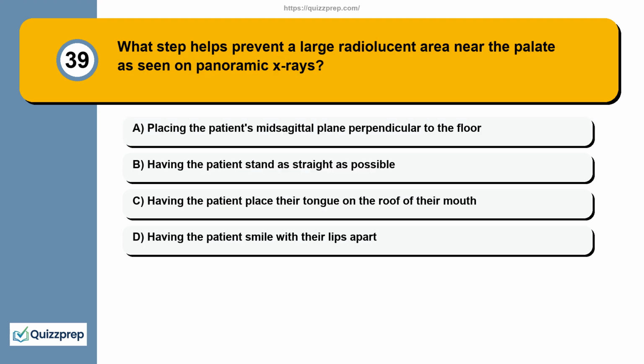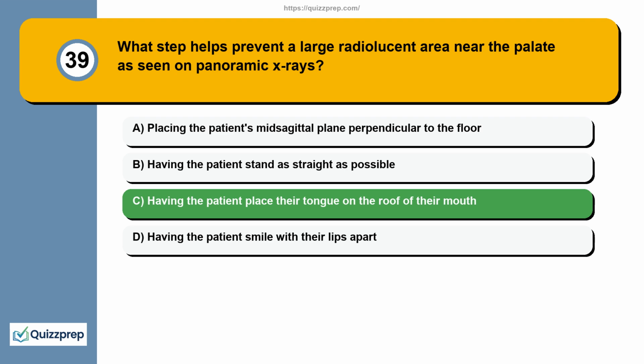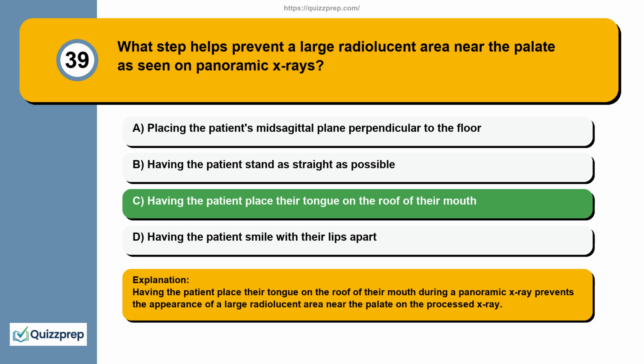Question 39. What step helps prevent a large radiolucent area near the palate as seen on panoramic X-rays? Placing the patient's mid-sagittal plane perpendicular to the floor. Having the patient stand as straight as possible. Having the patient place their tongue on the roof of their mouth. Having the patient smile with their lips apart. Having the patient place their tongue on the roof of their mouth during a panoramic X-ray prevents the appearance of a large radiolucent area near the palate on the processed X-ray.